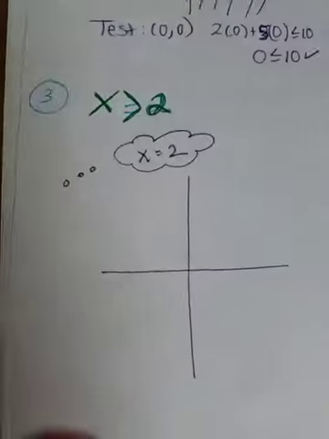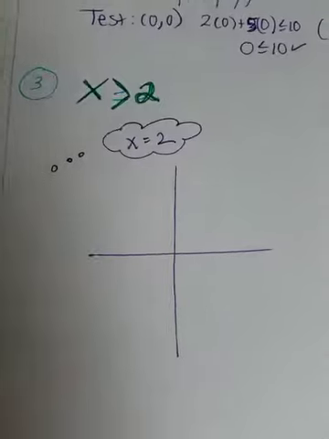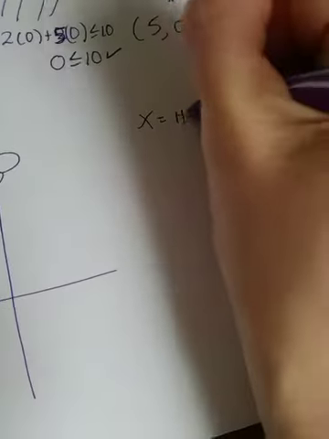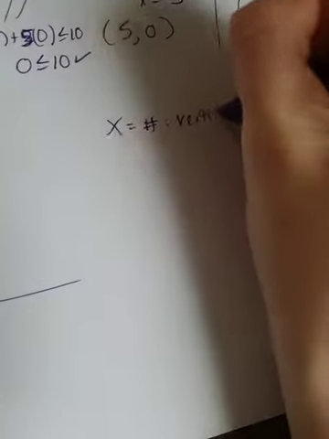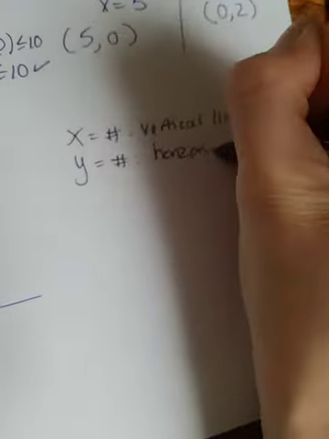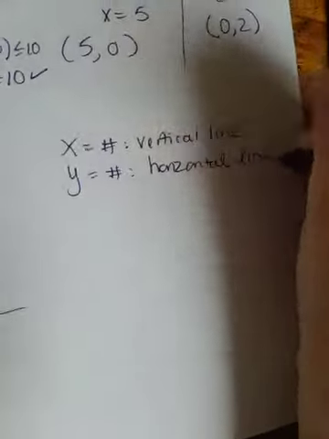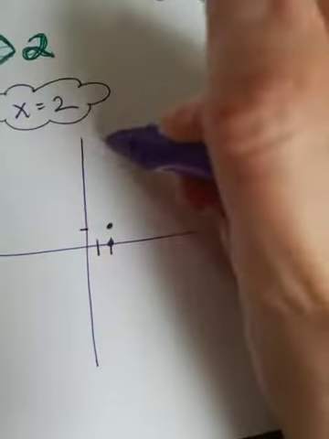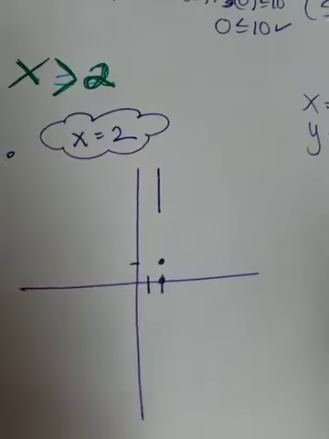Again, we did this for a long time in class before we left. This is the equation of a vertical line. Remember, x equals a number is a vertical line. And anytime you just have y equals a number, that's a horizontal line. As a quick review, if it's x equals 2, that means I'm on the x-axis at 2, and I just throw 2 points on there.